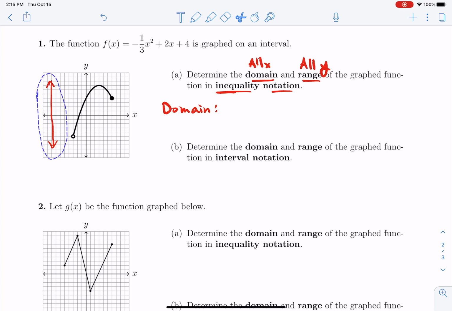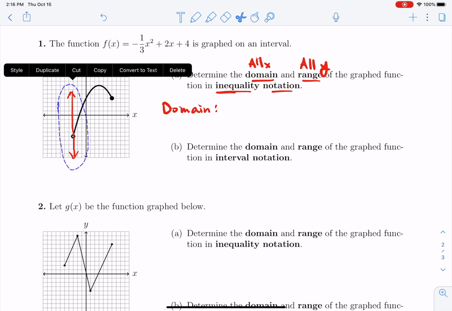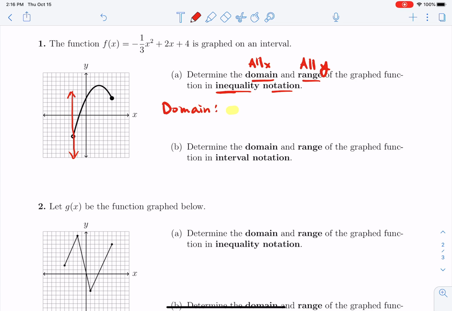If I move my vertical line along the function, the leftmost bound of the function occurs right here. Okay, so that's at -3. So I know that my x is going to be no less than -3. Now, one thing to notice is that we have a circle that's not filled in there, so we're going to just use a less than sign.